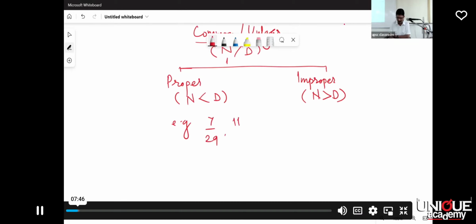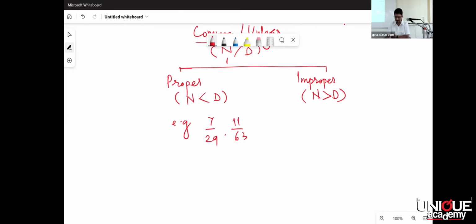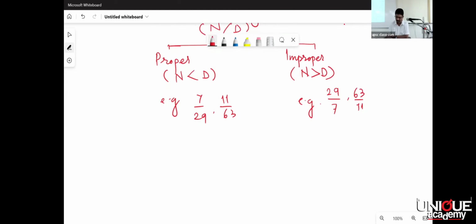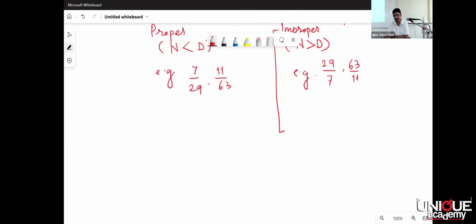Is it clear? Then we have improper fractions. For examples, you can just put the reverse of these, meaning reciprocals. Only we have to take into account that the number in the numerator should not be completely divisible by the number in the denominator. So 29 by 7 or 63 by 11, like that. Is it clear? Let me tell you why these are called improper fractions, because these can be converted into mixed numbers. So improper fractions can be converted into mixed fractions or mixed numbers.